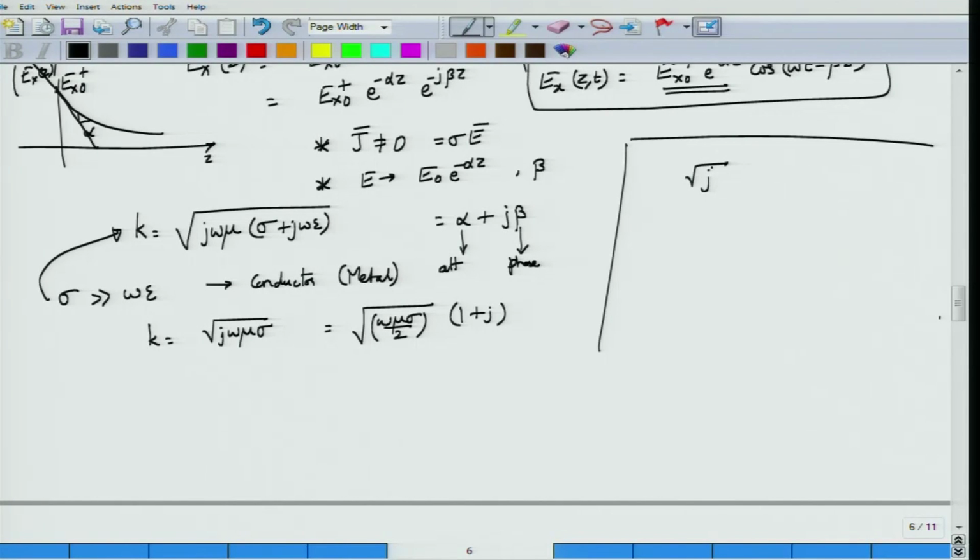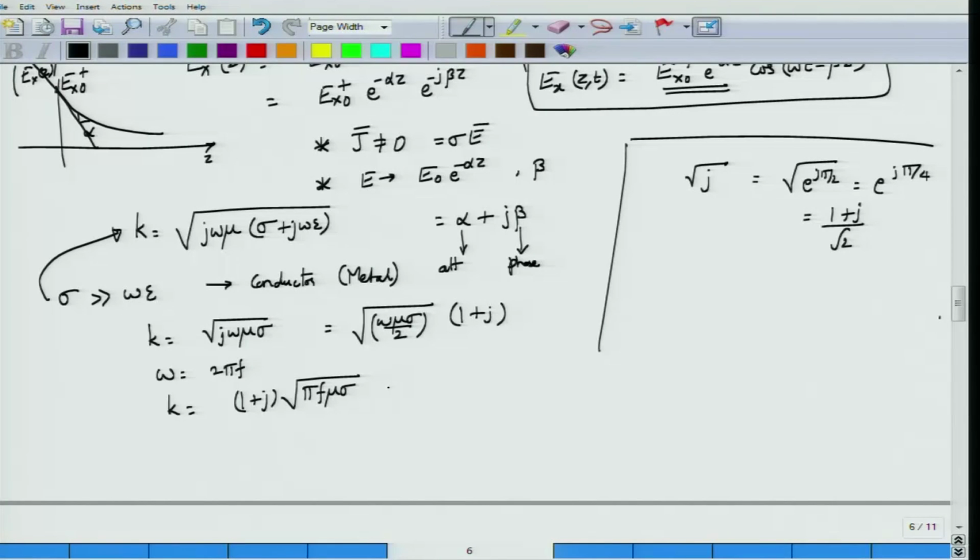What you want is root of j, right? So root of j is nothing but square root of e power j pi by 2, which is e power j pi by 4, which is 1 plus j by root 2, because e power j pi by 4 is cos pi by 4 plus j sin pi by 4, and cos and sin pi by 4 are equal to 1 by root 2. So this root 2 goes into this omega mu sigma. But I also know that omega is equal to 2 pi f. Therefore, I can write this K as 1 plus j into square root of pi f mu sigma.